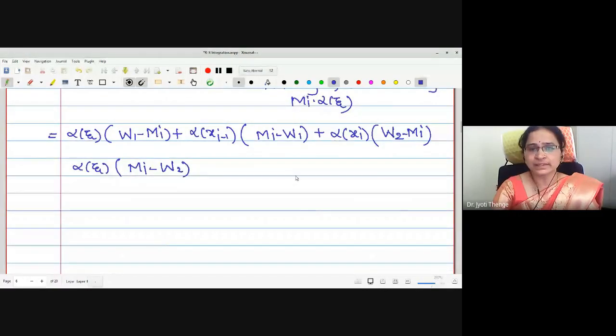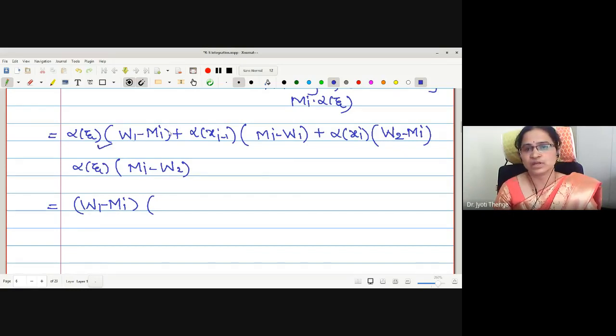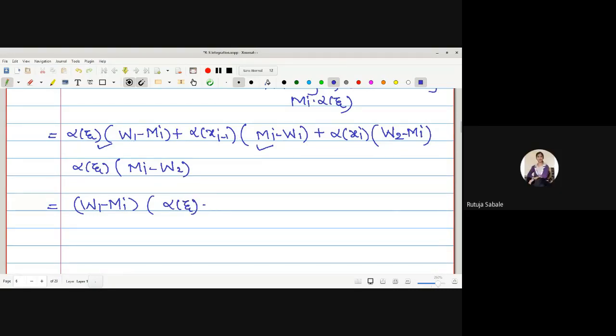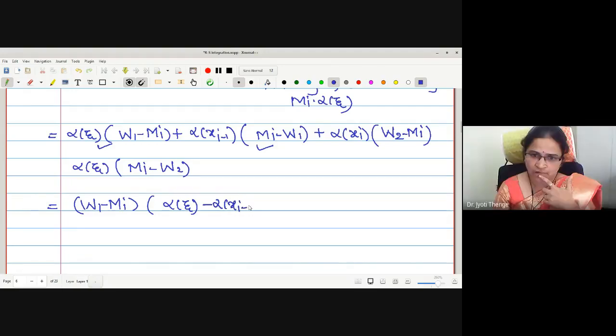Okay. Now looking at this structure, again we will collect the terms of W1 minus mi and W2 minus mi. Now you tell me the coefficients of W1 minus mi. This is the first term W1 minus mi. This is the second term. If I collect W1 minus mi common, here I have to adjust one negative. Correct no? Then what is the coefficient left with us? Alpha zeta minus alpha xi minus 1. Good. Alpha zeta minus alpha xi minus 1.